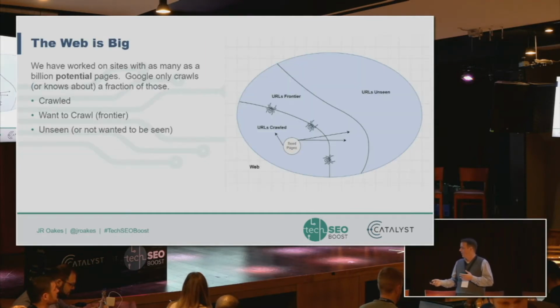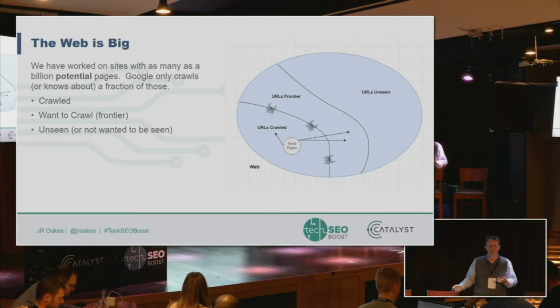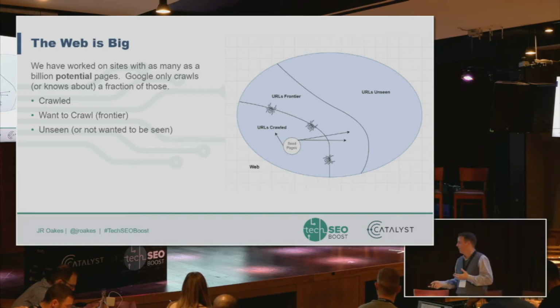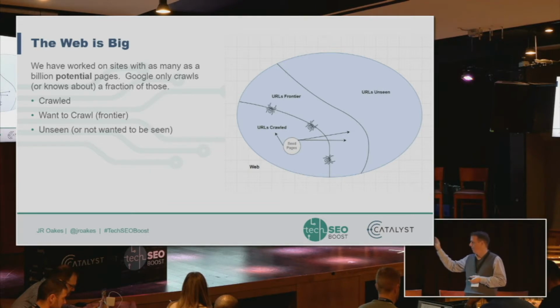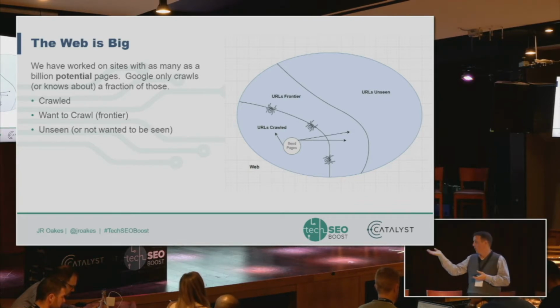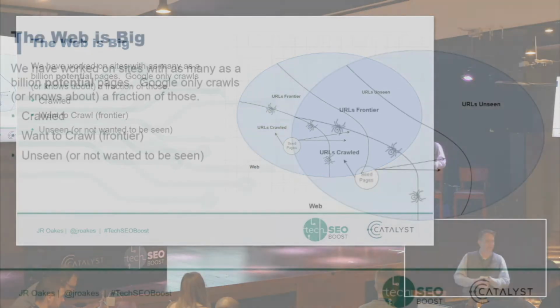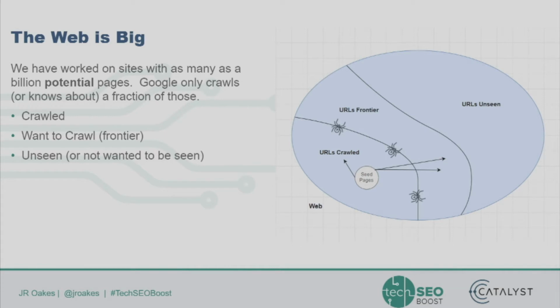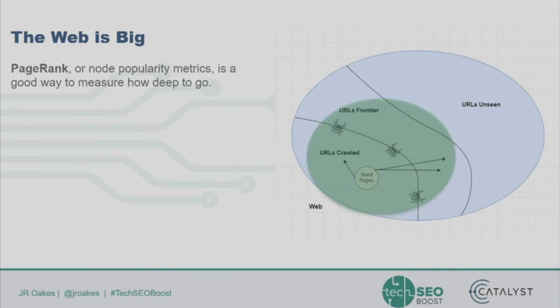So the web is huge. We've worked with clients that have, I think, up to 1 billion web pages, of which only a portion of those are crawled. When we're talking about the landscape for crawlers, it's segmented into URLs crawled, the URL frontier, which is what they want to crawl, and then unseen URLs, or URLs that may not want to be seen. There's a lot of depth and junk on the internet that we may not want to spend time crawling.